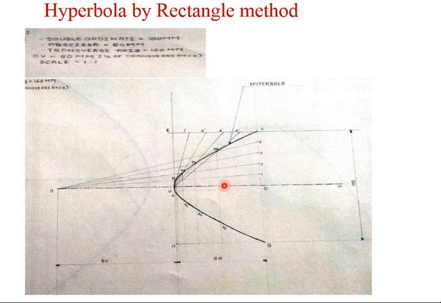In this way, we have done the same thing in the case of an ellipse, which was drawn with the help of the rectangle method. The same procedure you need to repeat, and in this way you can complete the hyperbola by the rectangle method, which is also known as the abscissa ordinate method. Up till now, the question was asked only once on this particular topic in the SPPU examination, which is also very important.